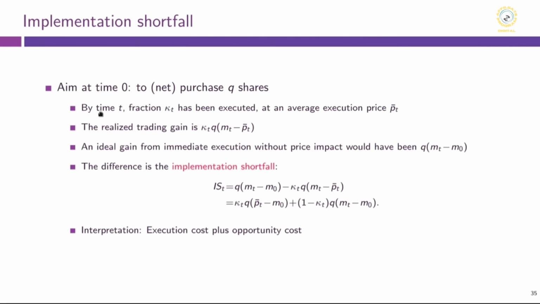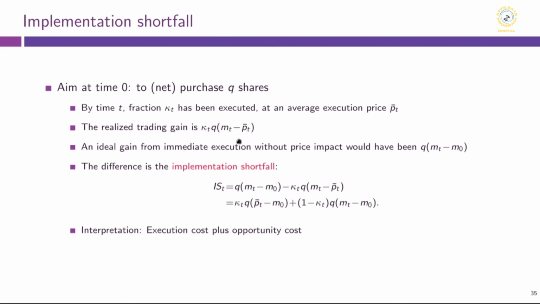And say that after some time t, your broker managed to execute some fraction of the order, kappa, and the average price that you got is given by p bar t. Now, how much did this transaction cost you compared to a perfectly liquid efficient market? So what is the cost of illiquidity?